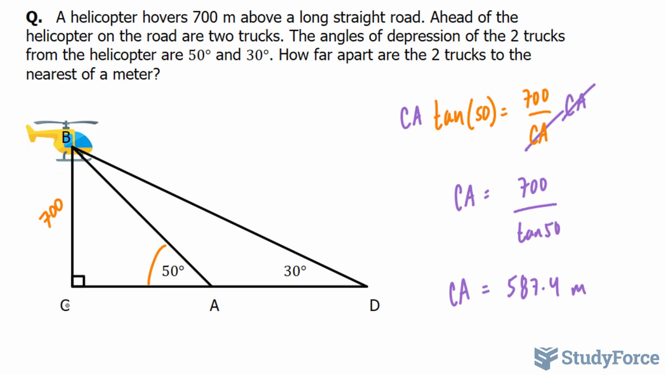Next, we need to find the distance between C and D. Now, try to ignore this line. And if you do, you'll end up with another right triangle. Another right triangle with the same type of scenario. Take a look. We have 700 as our opposite. Our angle is 30, so once again we're going to use tangent.